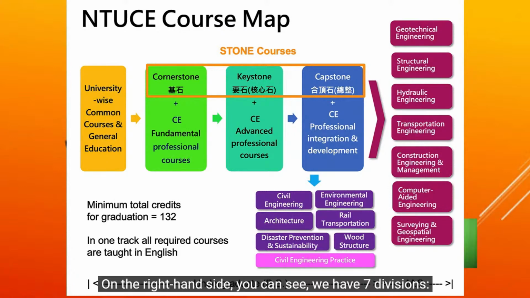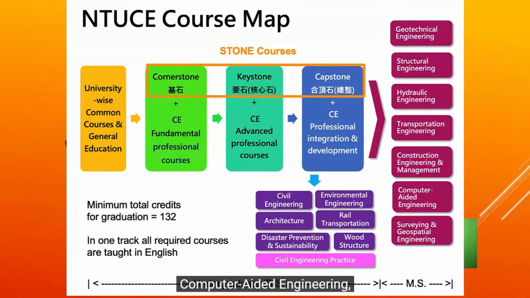On the right-hand side, you can see we have 7 divisions: geotechnical engineering, structural engineering, hydraulic engineering, transportation engineering, construction engineering and management, computer-aided engineering, and surveying and geospatial engineering. These are the divisions in the graduate program.